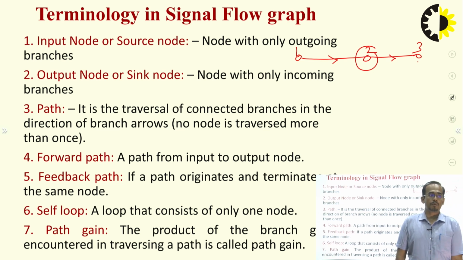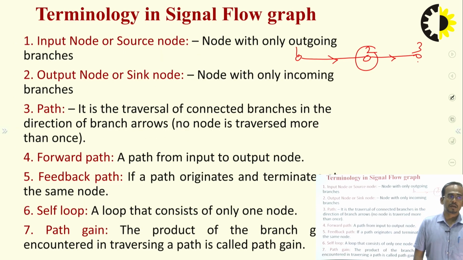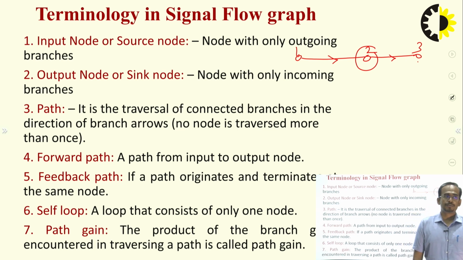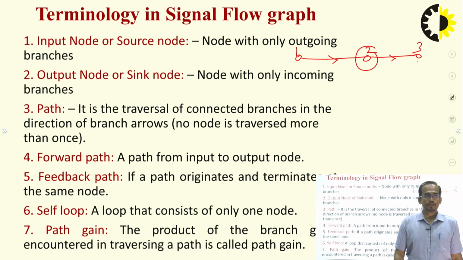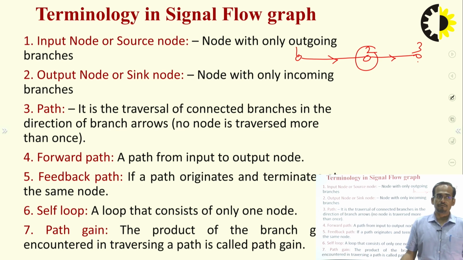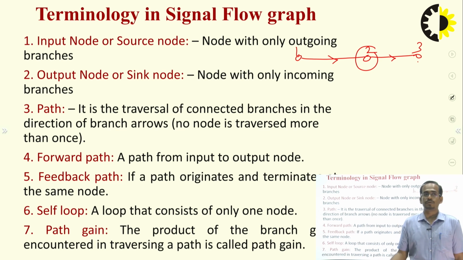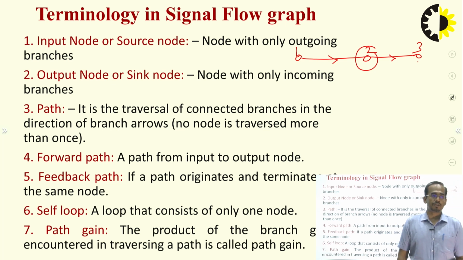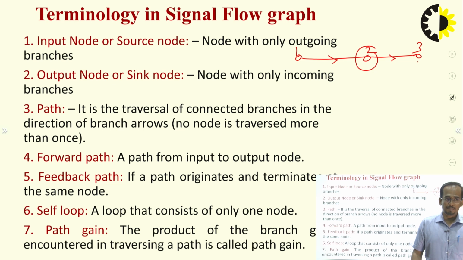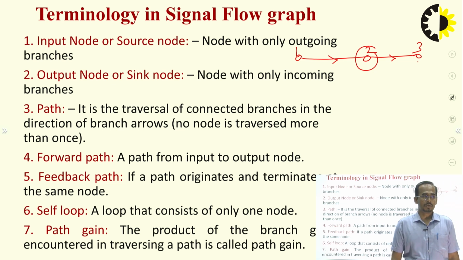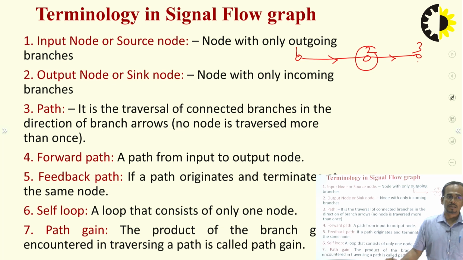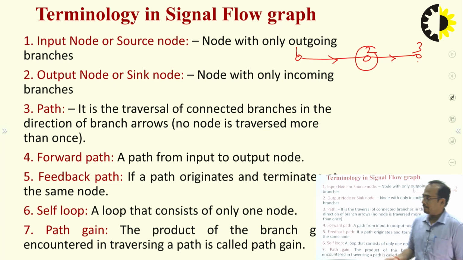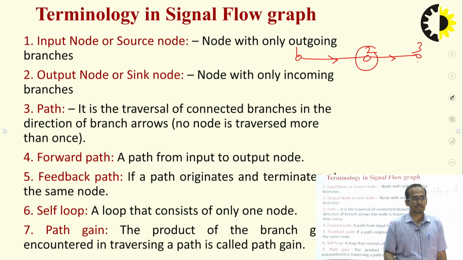So, these are the terminologies used in the signal flow graph. Input node is also known as source node. Output node is also known as sink node. Input node is a node which has only outgoing branches. Output node is a node which has only incoming branches. Path is the traversal of connected branches in the direction of branch arrows. Forward path is a path from input node to output node, and feedback path is a path that originates and terminates at the same node. What do you mean by this? A feedback path originates and terminates at the same node.